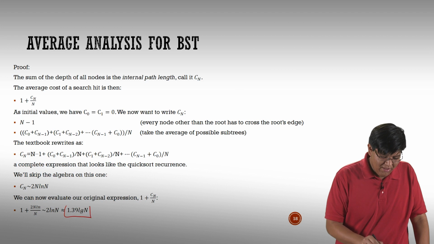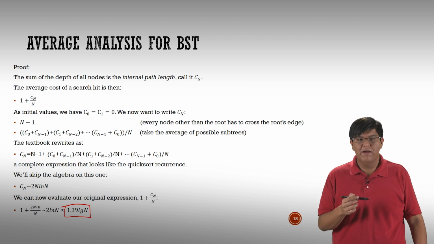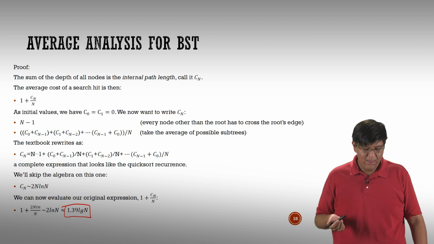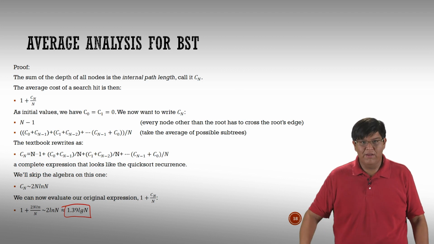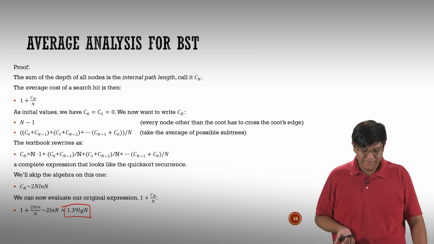If I were to look for a tilde, a very tight bound for how long it takes to add something or look something up, let's say a get or put in an average tree, a typical tree, I get 1.39 log n. That would be my tilde for something like a get or a put.